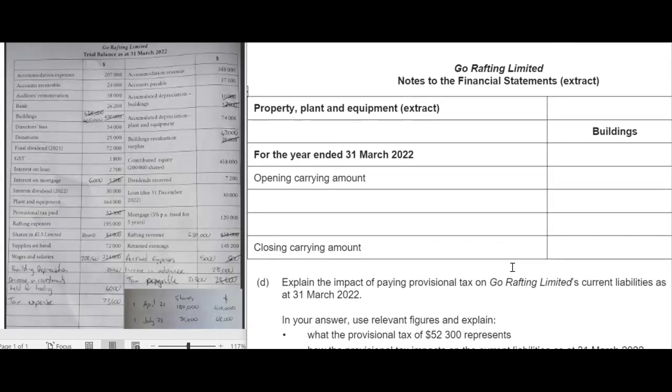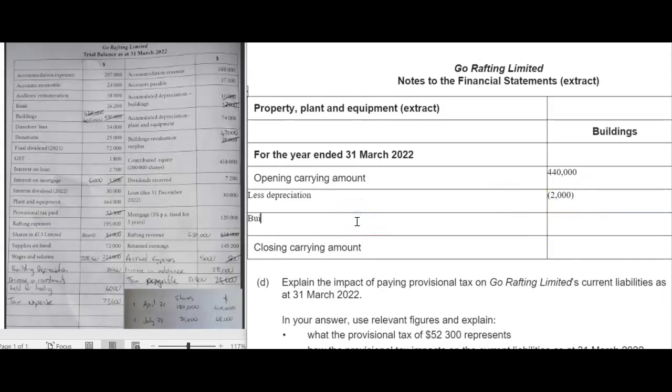Property, plant and equipment. So looking at the buildings themselves, so the opening carrying amount of the buildings is going to be that 450, the opening balance, minus the opening accumulated depreciation. 450 minus 10 is 440. Then what we're going to do is less the depreciation. And the depreciation on the buildings is just at 2,000. So I encourage you to put that in brackets.